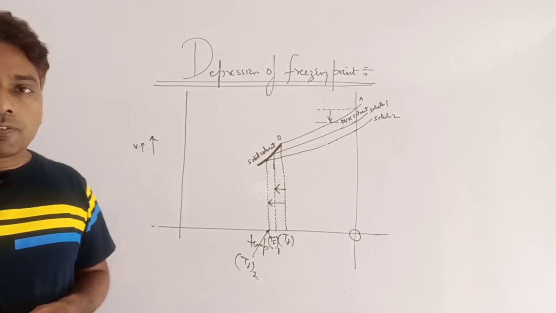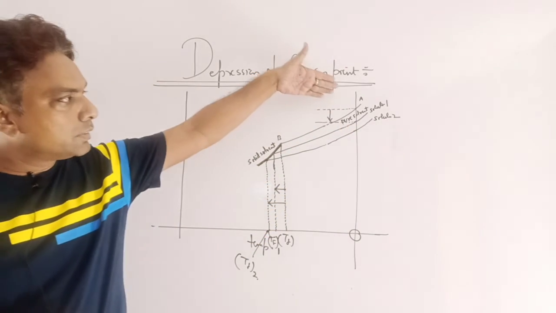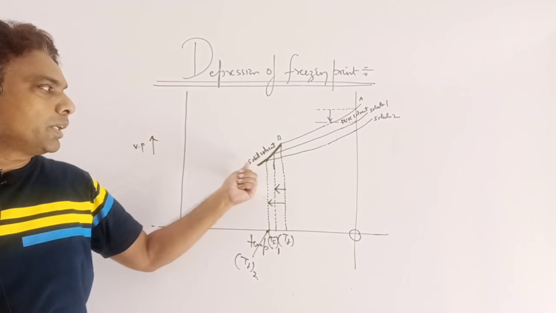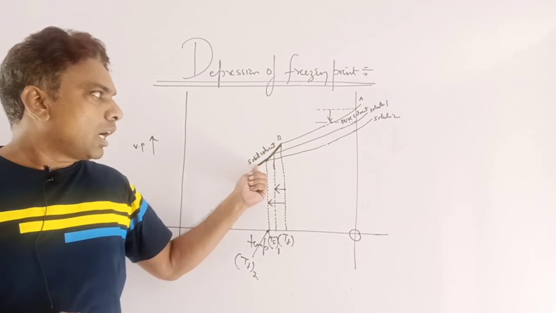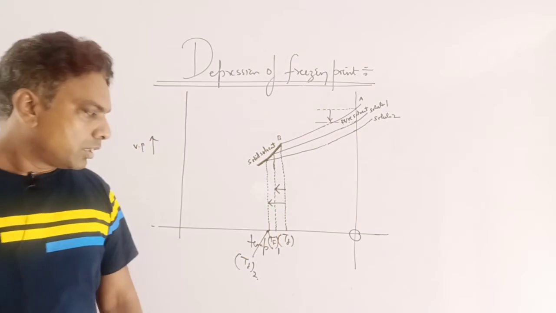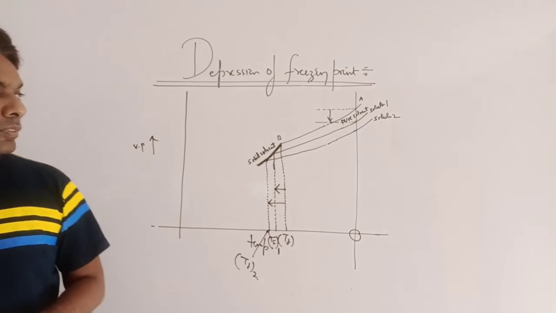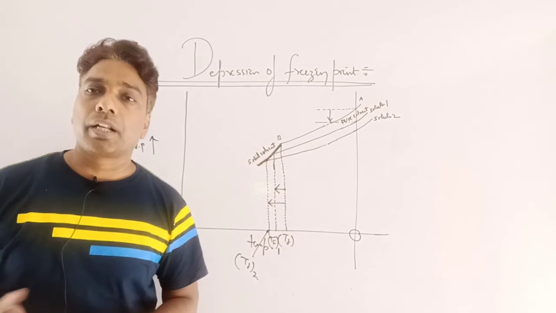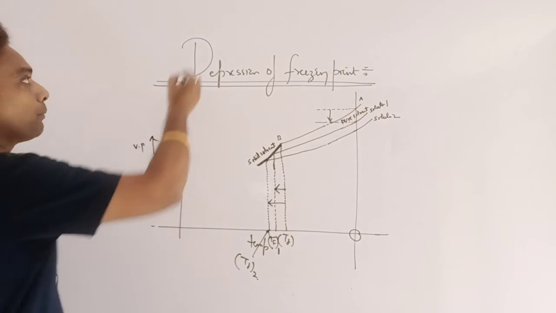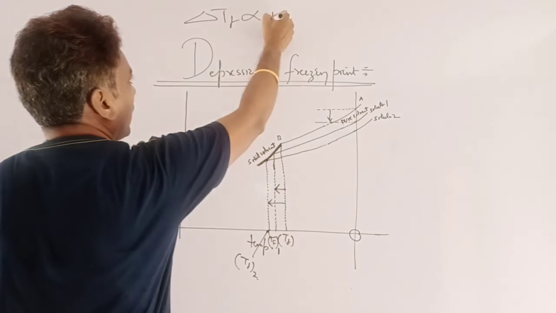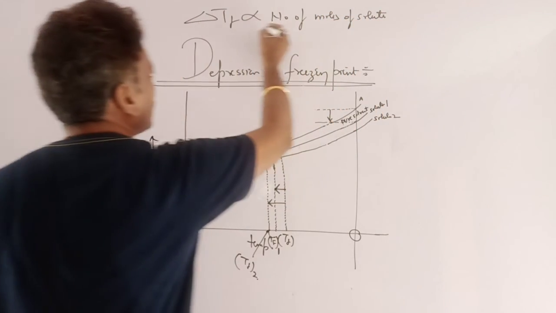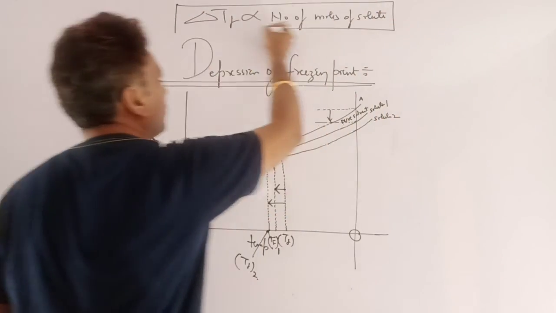So according to the given graph, we can easily show that after mixing solute, the vapor pressure of the solution decreases, and the extension will be more according to the number of moles of solute, and the freezing point decreases. So depression in freezing point is also directly proportional to the number of moles of solute, so it is a colligative property. Here we can write delta TF is directly proportional to the number of moles of solute.